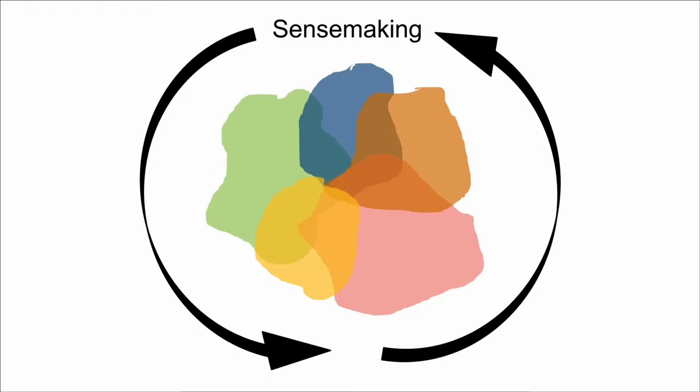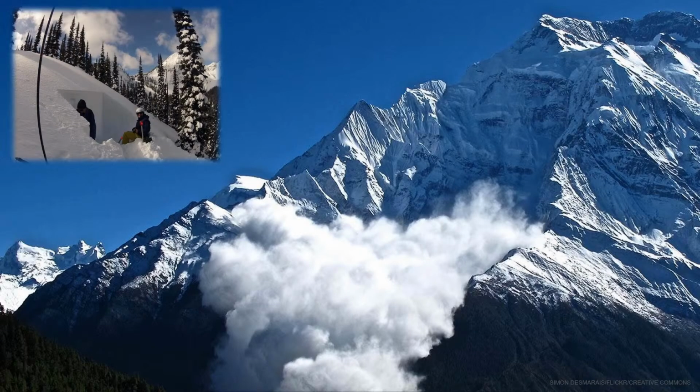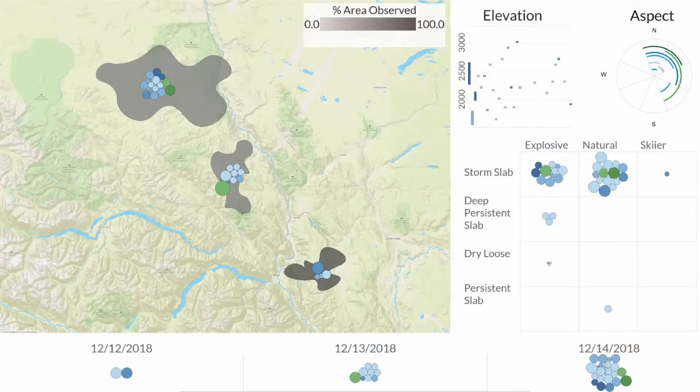Evaluating alternative interpretations is an essential part of complex sense-making, but the resulting ambiguity is rarely considered in the design of visual analytics systems. Avalanche forecasters rely on sparse and human-produced data to assess avalanche hazards, often resulting in ambiguous interpretations. We used simple glyphs and unit visualizations to specifically consider and support ambiguity in the avalanche forecaster's sense-making processes.